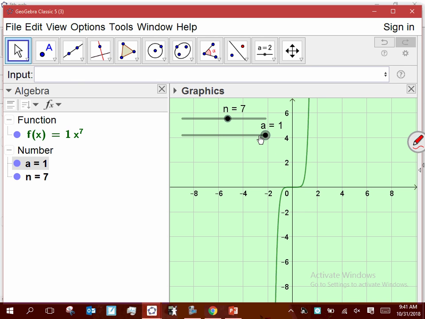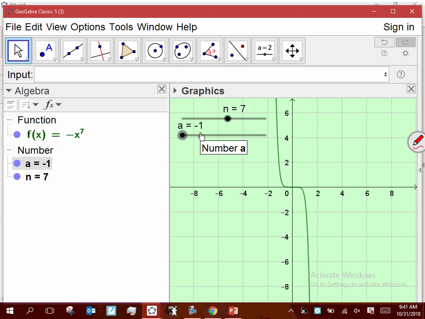So if I know what my end behavior looks like for x to the third, or x to the seventh, or x to the fifth, when I know that coupled with a transformation, a reflection, I should know then the end behavior for negative x to the seventh, or negative x to the fifth, or something like that. Okay? Because it just ultimately flips the end behaviors.